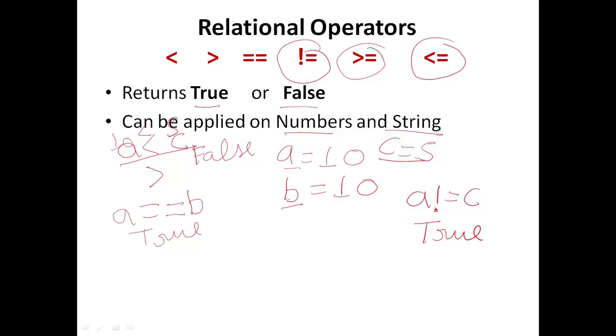Similarly, you can apply greater than equals to. You can check like this whether a is greater than or equal to c. The answer of this will also be true, as this is greater than or equals to. So there are two conditions, whether a is greater or they are equal. In this case a is greater than c, so this will return a true value.